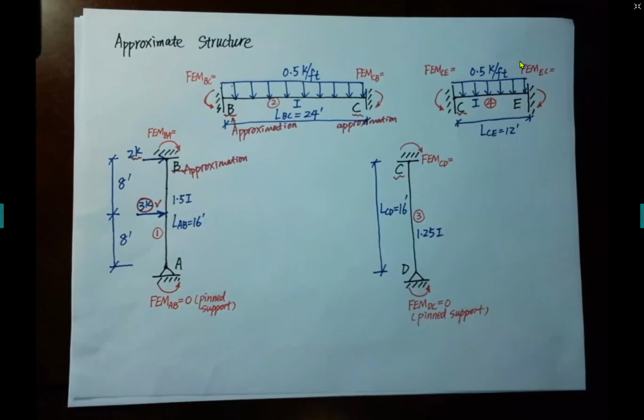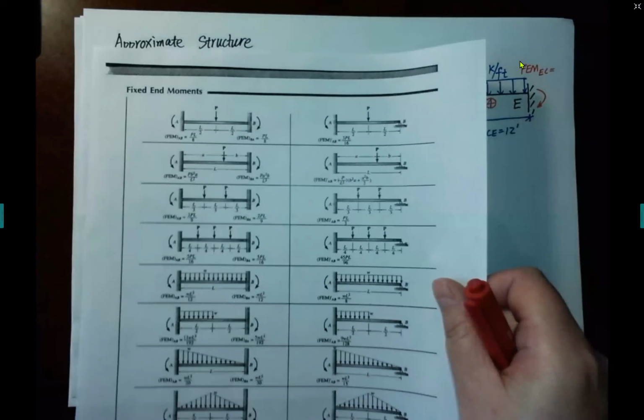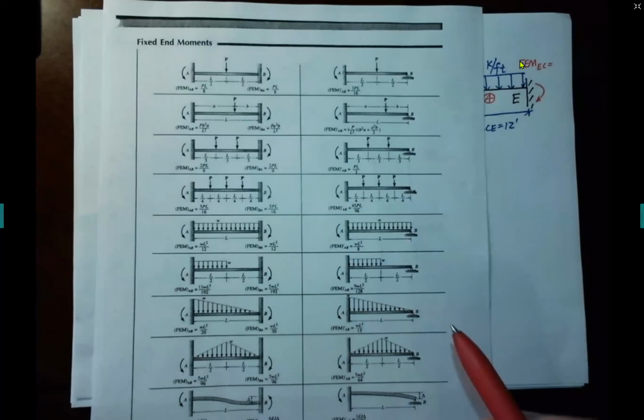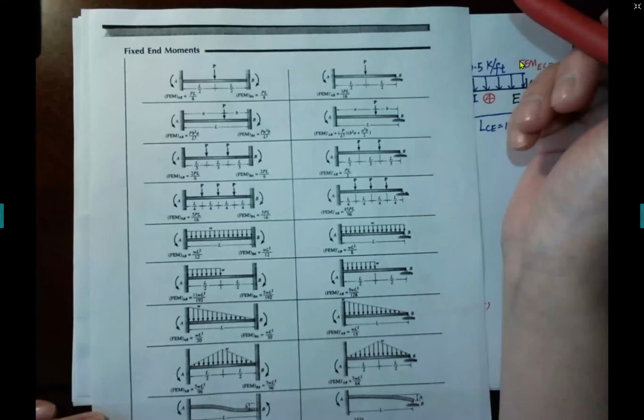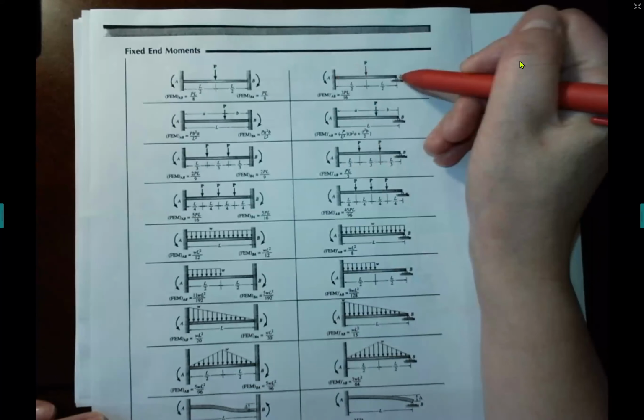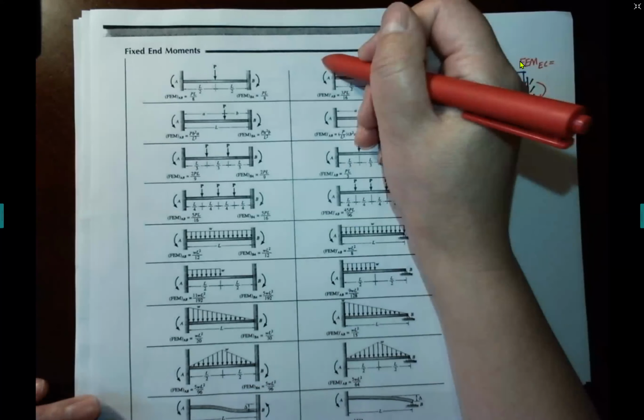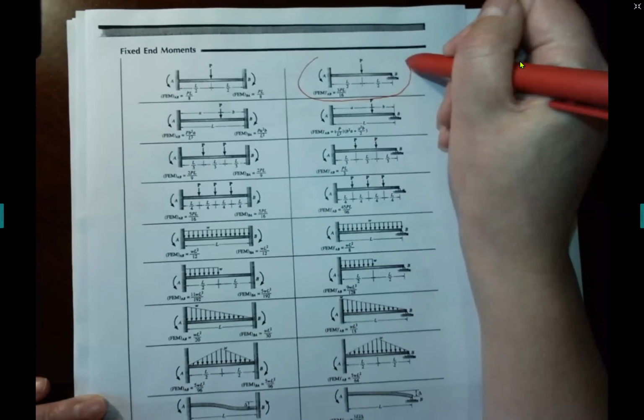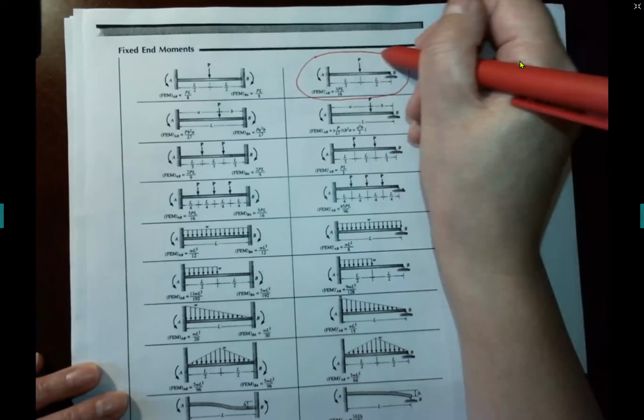Based on the load pattern and support conditions, member AB at the A end is a pinned support. A pinned support never has a moment, so the fixed end moment at A equals zero. At the B end, we'll use the fixed end moment table and use the case with one end fixed and the other end pinned or roller. This is the case for us to calculate the moment for member AB.